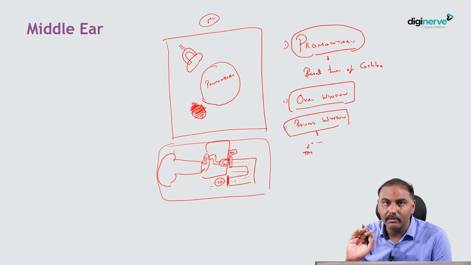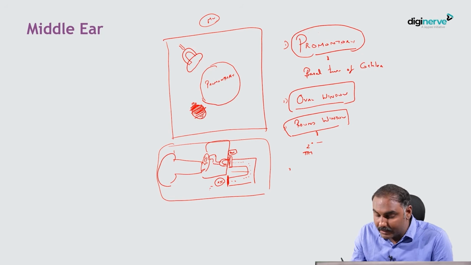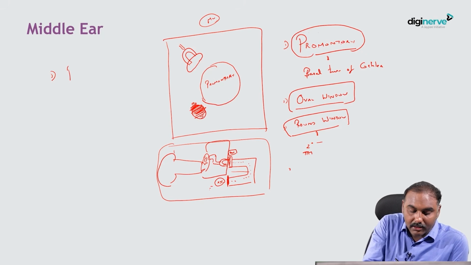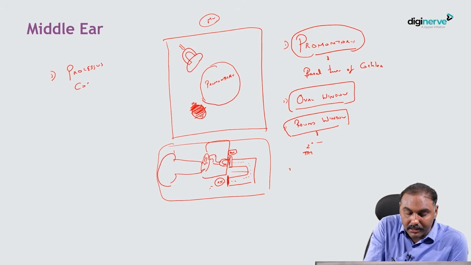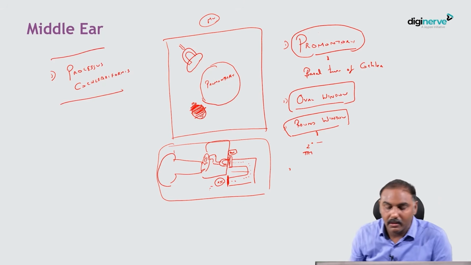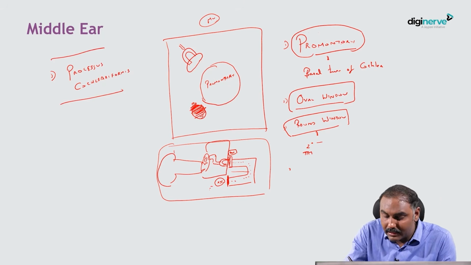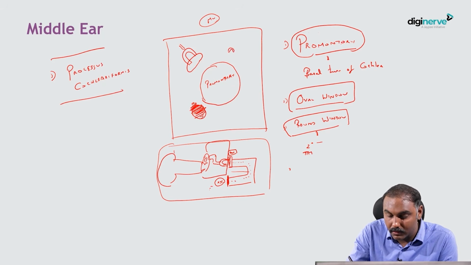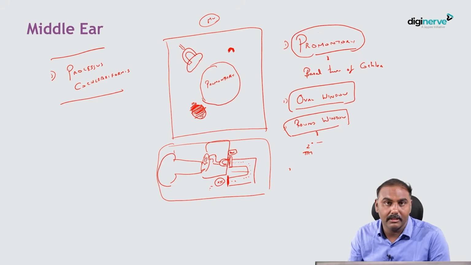Okay, so now we have two windows, oval window and round window. We have discussed the promontory, and the windows. Coming on to the next point, the processus cochleariformis. This is somewhat a new word for you, but a very important MCQ. In the medial wall of the middle ear, we have a small twig of bone. This bone is called the processus cochleariformis.